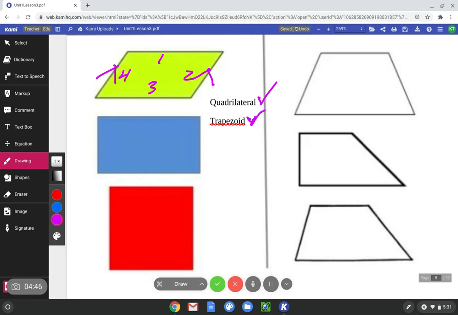Okay, now I'm getting more specific. Oh, there's another pair. Okay, so I'm getting more specific, and I just found another pair of parallel lines. So now I see it has two pairs of parallel lines. So now that I've found that second pair of parallel lines, I know it's in the parallelogram family. And remember, it's not one or the other. It's all of them. It can be all at once. It can be all at the same time. So this green shape is a quadrilateral, a trapezoid, and a parallelogram, all at the same time.